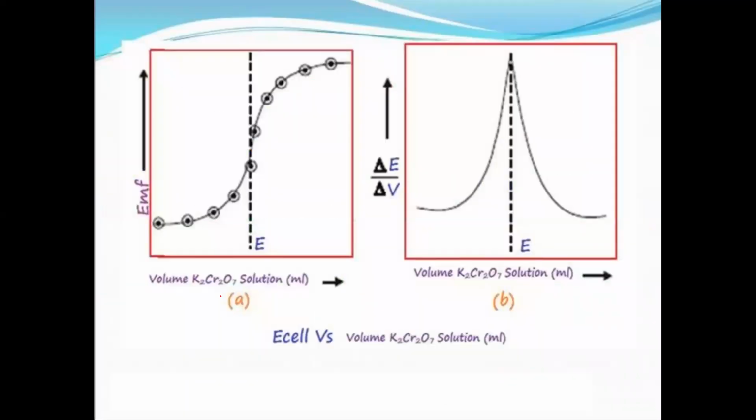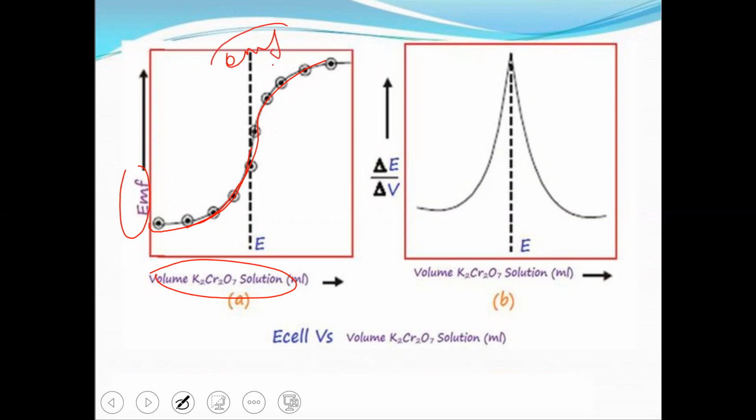These are the graphs obtained from this redox titration. After completion of the titration, we can draw a graph between the EMF and the volume. By observing this graph, you can understand that while adding the potassium dichromate solution to the iron sulfate solution, the EMF values gradually increase. This is the endpoint.